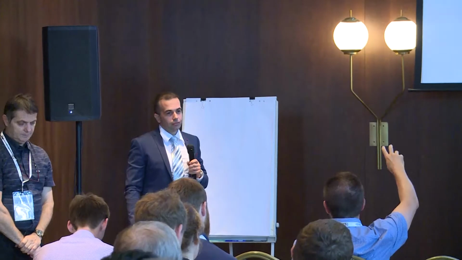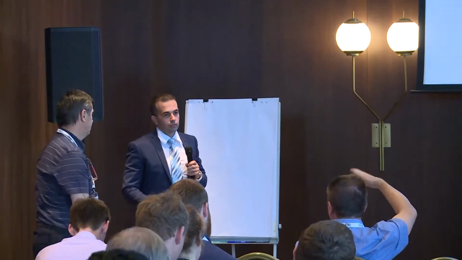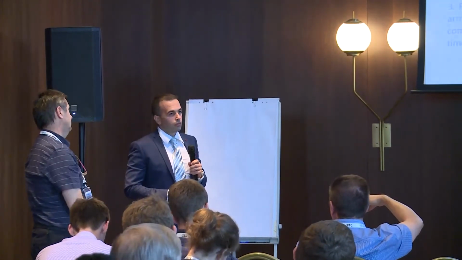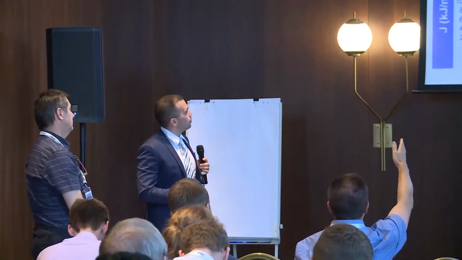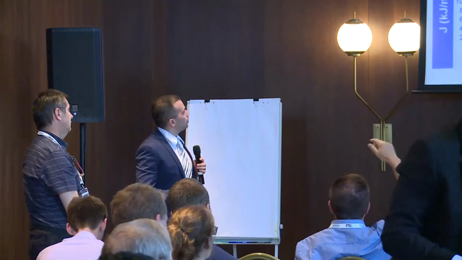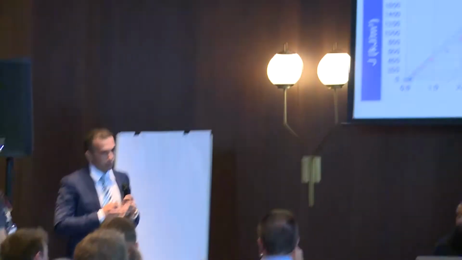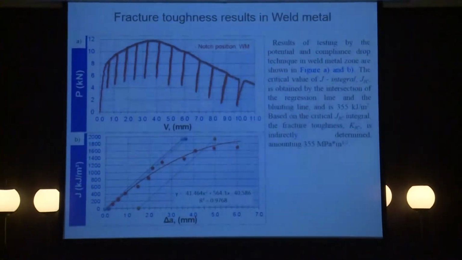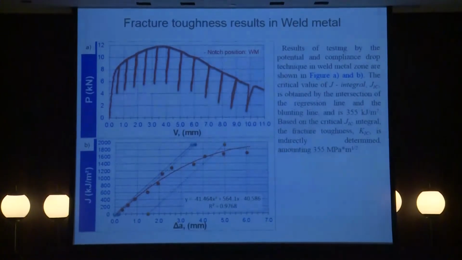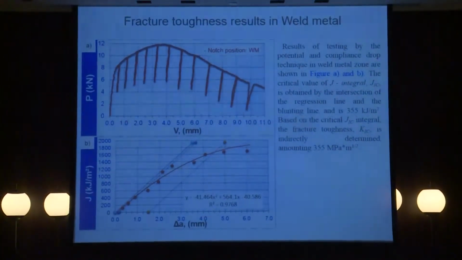On the diagrams, what does V, in millimeters, mean? Is it load line displacement or seam V? What does V mean? Where? Yes, here. On the upper couple. Axis, meter position. Movement. Yeah, open. Back open.